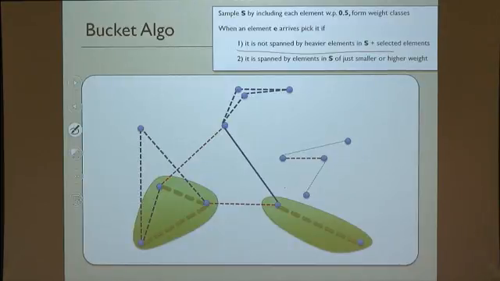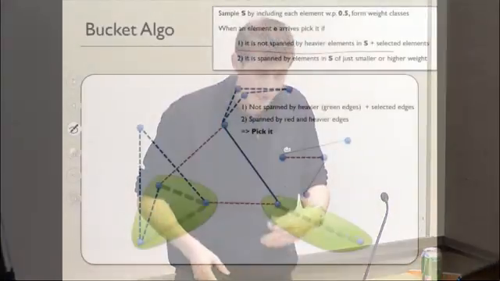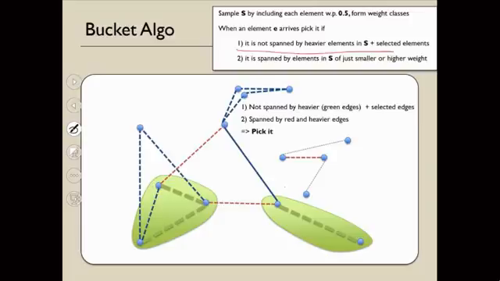Now the second condition is because we want to be able to decompose a problem into independent matroids. What we check to do that is that this edge is contained in a cycle if I look at the slightly lighter elements than himself and all the other elements. Okay, so I will look at the red elements plus the blue elements plus the green elements, and I will check, do all these elements create a cycle with myself? And they do in this case. Okay. So that's the second condition. So it's spanned by elements in S of just smaller or higher weight. Okay? And in this case, it is spanned, right? Because this creates a cycle. Okay? So we pick it.